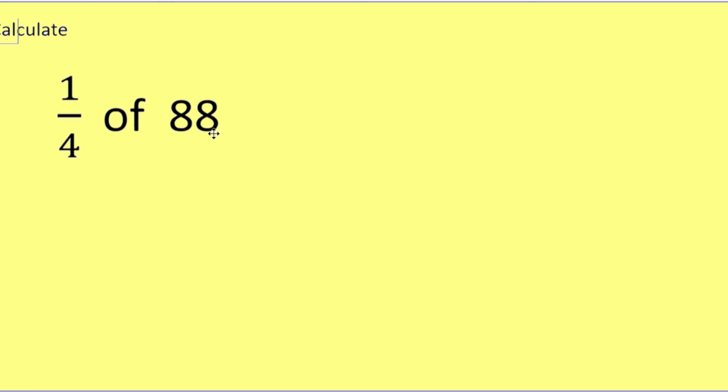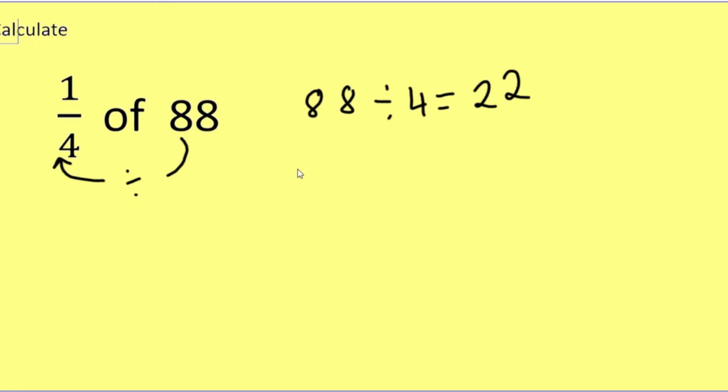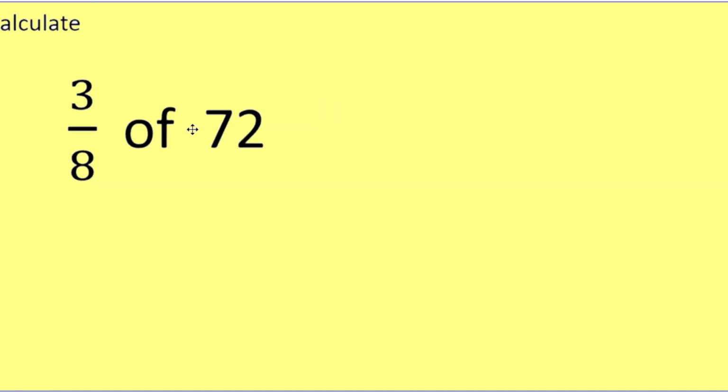Okay, so now we're going to look at finding a fraction of a quantity. In order to do that, we look at the quantity, we divide it by the bottom, and then whatever we get from there, we multiply by the top. So here we're going to do 88 divided by 4, which is 22, and then we can do 22 multiplied by 1, which just stays the same. So we don't really need this line of working out, but just for the sake of completeness, we put that in.